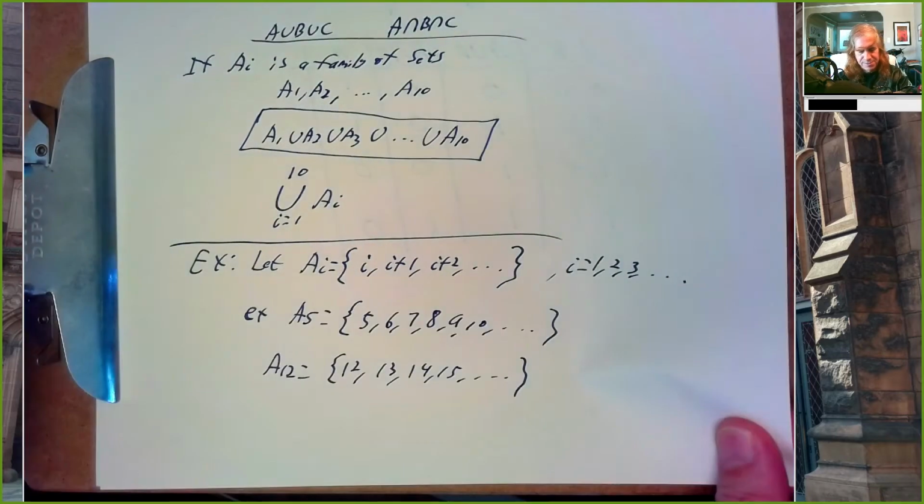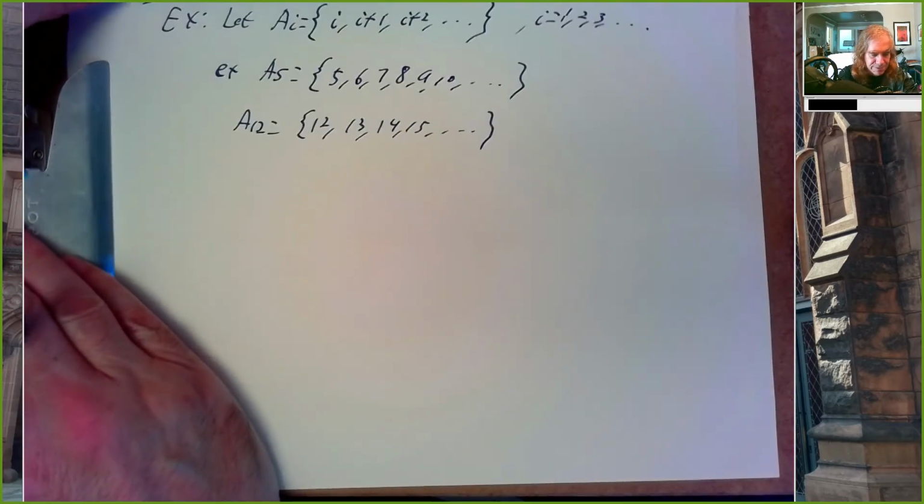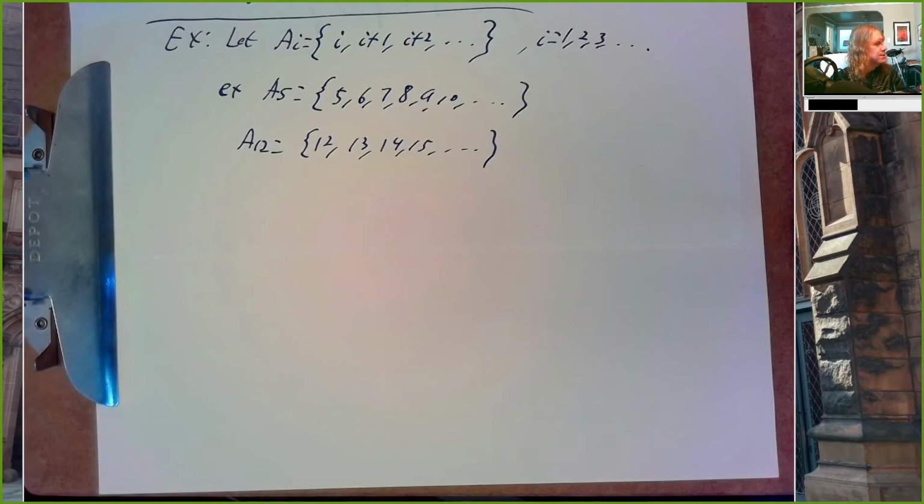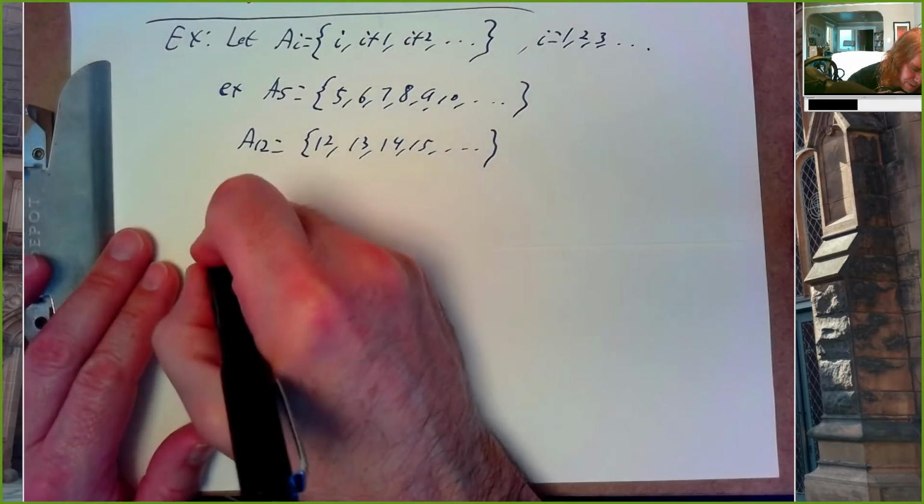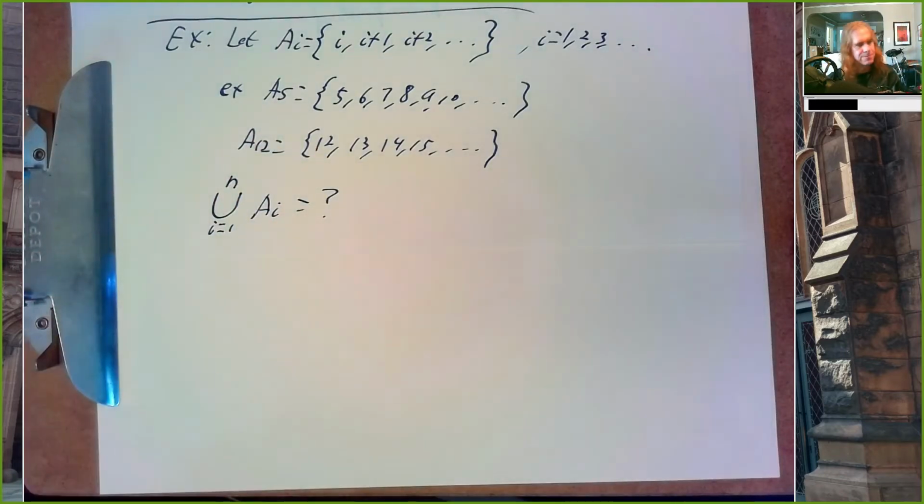All right, so question: with this notion of sets, where the A sub I are defined like that, what is the union from I equals 1 to n of A sub I? And when I do questions like this, I like to write out a few sets and just sort of see what it looks like, try to get an idea what the pattern is, and then see if I can convince myself that it's actually true.